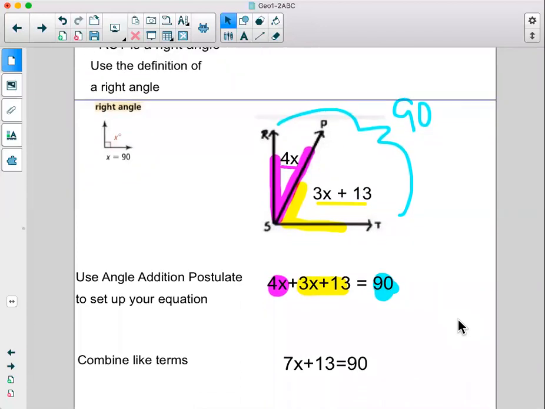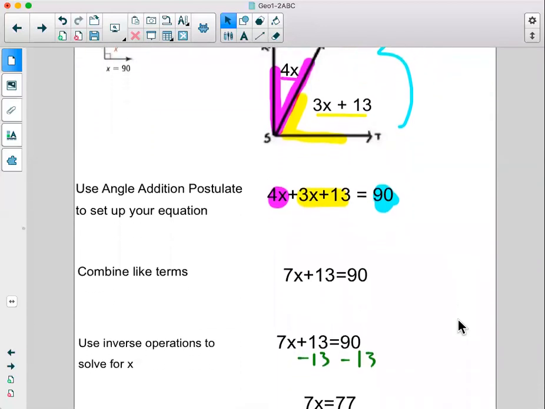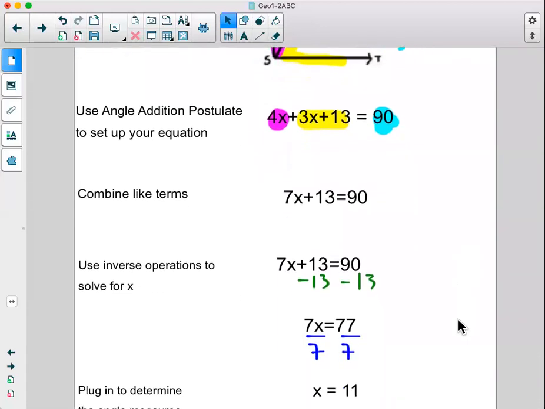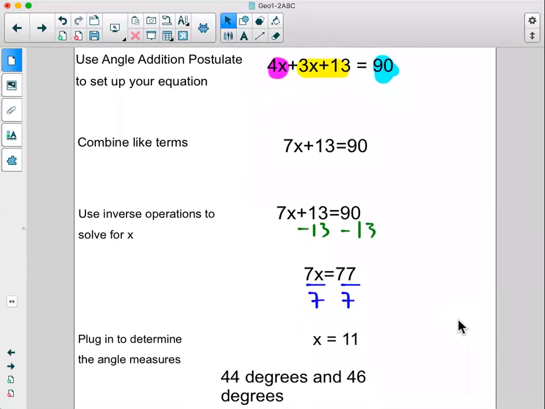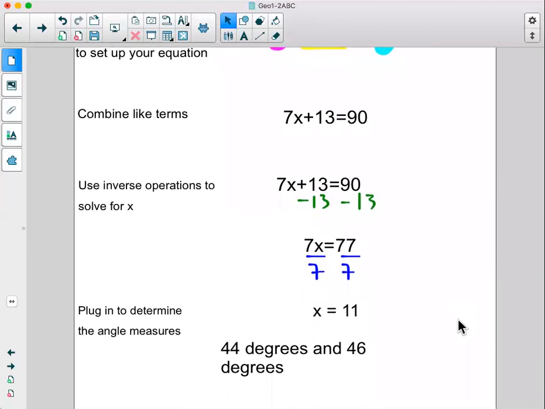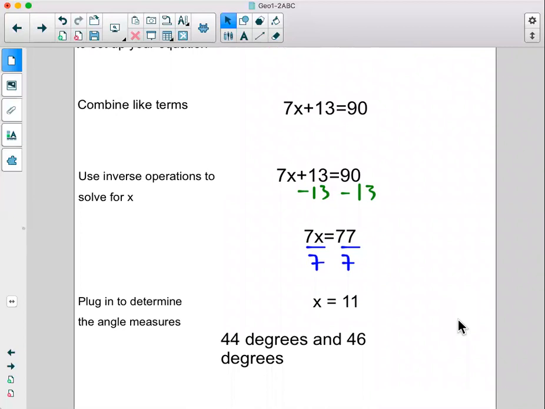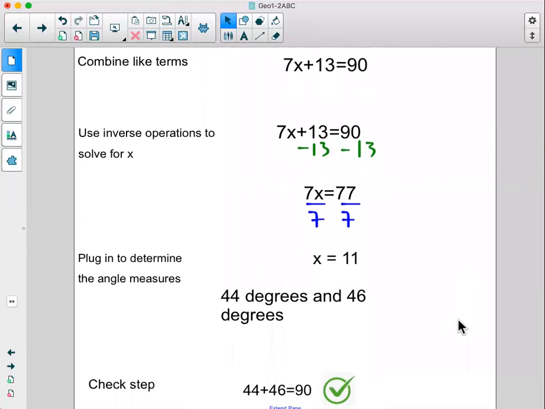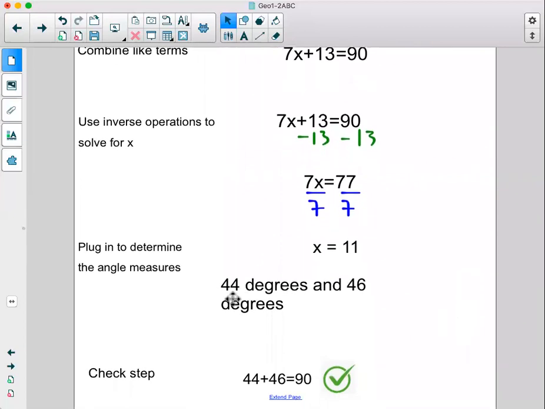We can use angle addition postulate, combine like terms, use inverse operations to get x alone, and then plug it in to find the angle measurements. You might want to also do a check step. You know those two angles have to add up to 90 if we did it right because we're told it's a right angle. And they do. Check.